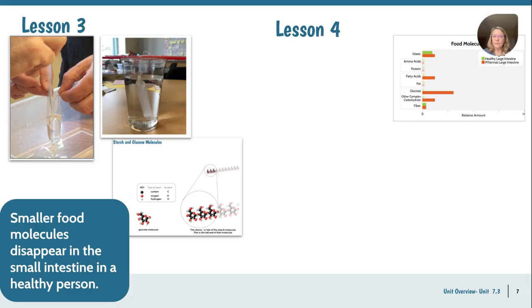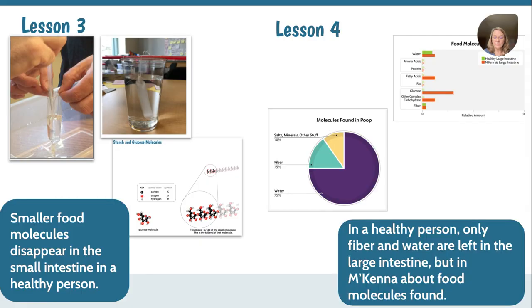So in Lesson 4, we analyze food data of a healthy person compared to McKenna in different parts of the small intestine and then into the large intestine. We figure out that in a healthy person, food molecules disappear as they move through the different parts of the small intestine, except for fiber and water. We see these seem to move into the large intestine and eventually leave the body as poop. We think the food that seems to disappear is actually being absorbed in the body.